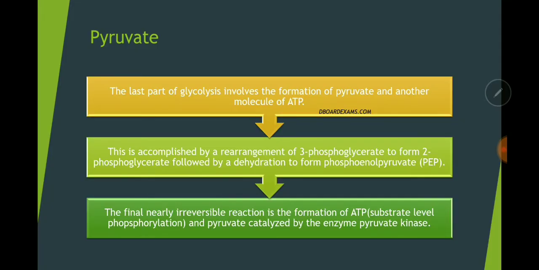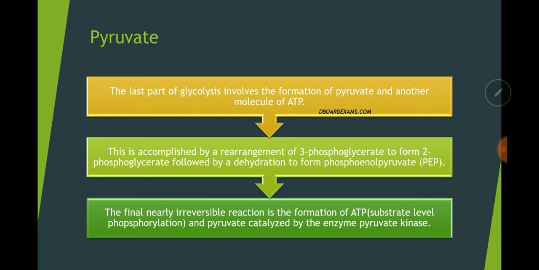So pyruvate. Pyruvate is the last part of glycolysis. It involves the formation of pyruvate and another molecule of ATP. The first molecule of ATP was formed by conversion of 1,3-bisphosphoglycerate into 3-phosphoglycerate. Now the second ATP is formed when you're producing pyruvate.